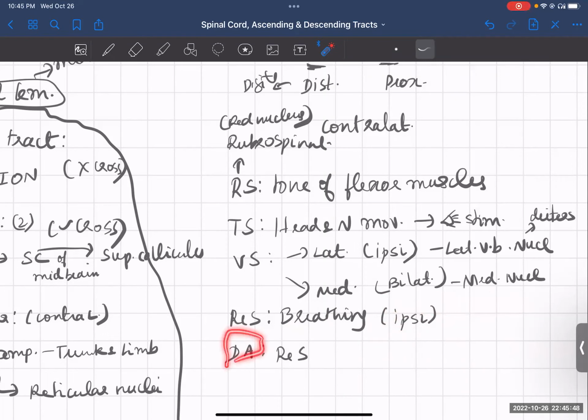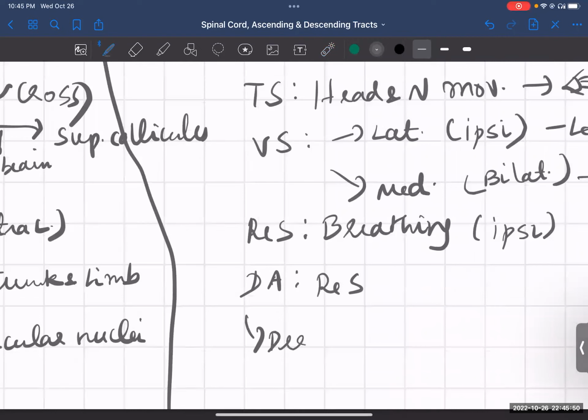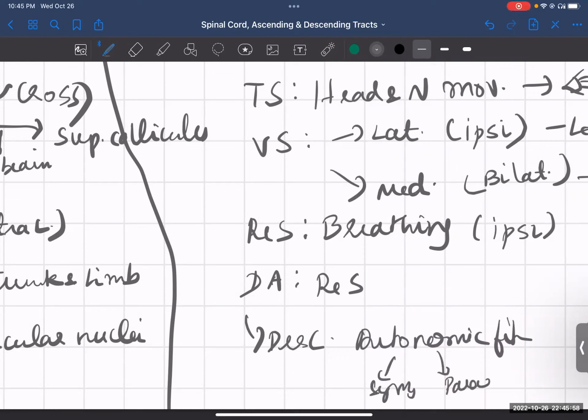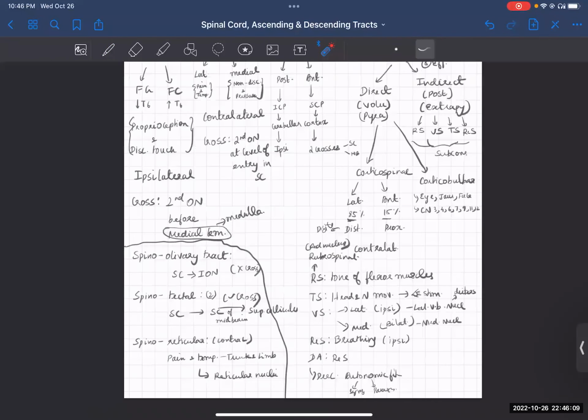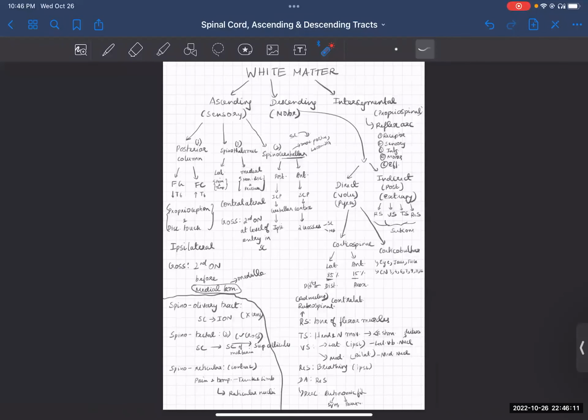What is DA? DA is your descending autonomic fibers. Autonomic, you obviously know it is sympathetic and parasympathetic. So these fibers are going to follow your reticulospinal tract as they descend down and control your sympathetic and parasympathetic outflow. So in this entire page, we have just covered the entire white matter, ascending tract, descending tract.